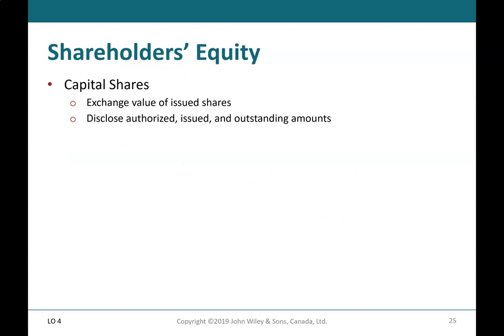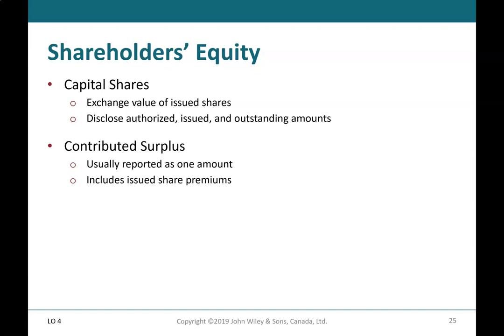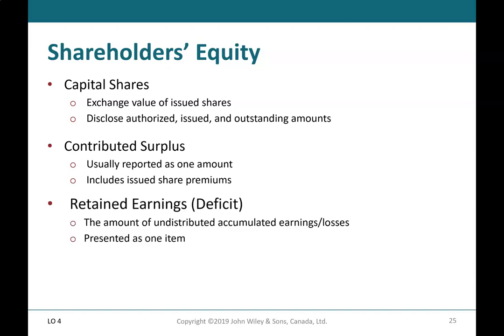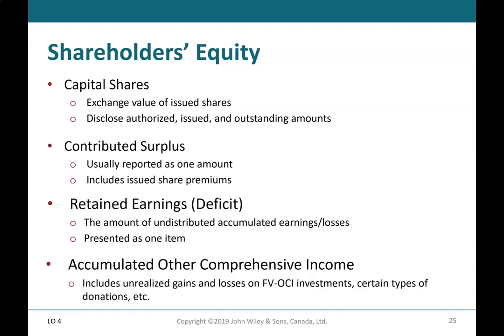Shareholders' equity, capital shares, exchange value of issued shares, disclose authorized, issued, and outstanding amounts. Contributed surplus, usually reported as one amount, includes issued share premiums. Retained earnings or deficit, the amount of undistributed accumulated earnings or losses, presented as one item. Accumulated other comprehensive income, includes unrealized gains and losses on fair value through OCI investments, certain types of donations, etc.